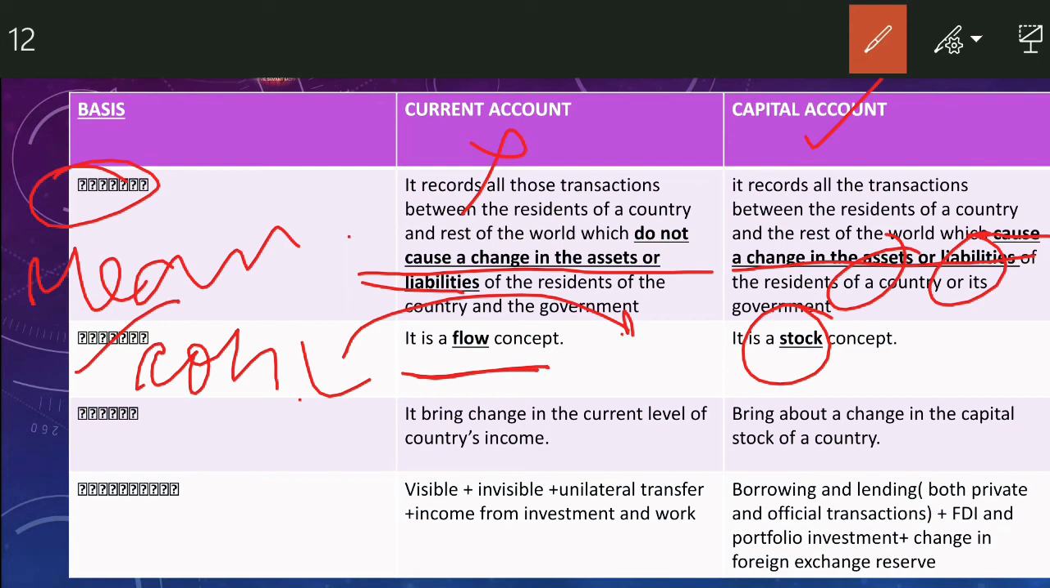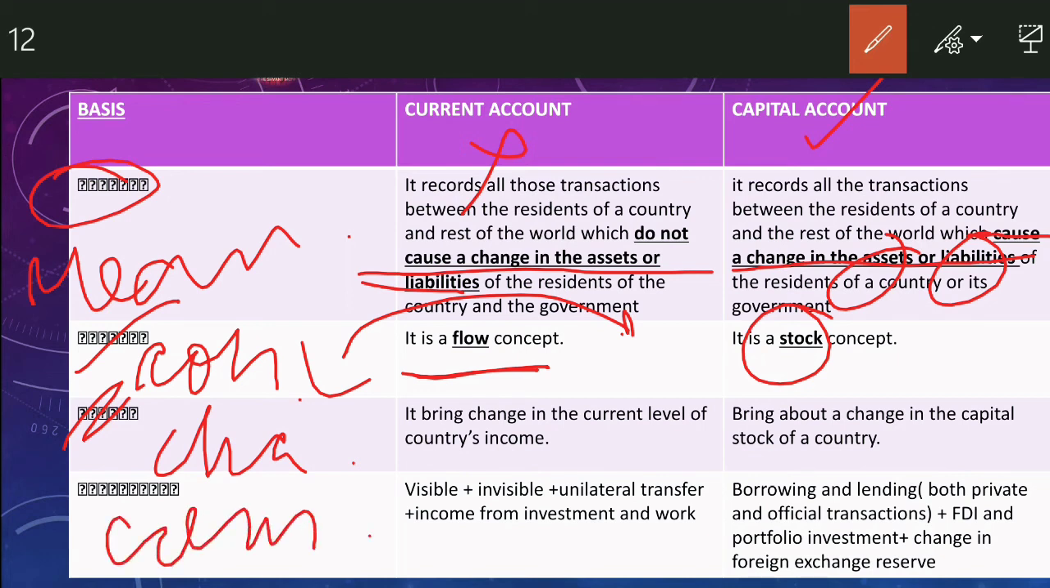Now let's see about their change. Current account transactions bring change in the investment level of the country. On the other hand, capital transactions bring about change in the capital stock of the country. And talking about their components, current account includes visible, invisible, unilateral transfers, and income from investment and work, and capital account includes borrowing and lending, right? Both private and official transactions.